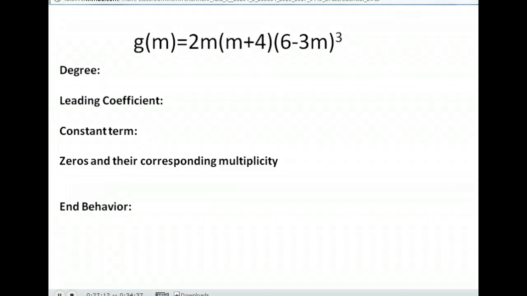Right, let's put this all together and make ourselves a graph. Let's find the degree, the leading coefficient, the constant, which tells us our y-intercept, okay? The zeros and their multiplicity to find our crossing and our touching, and then our end behavior.